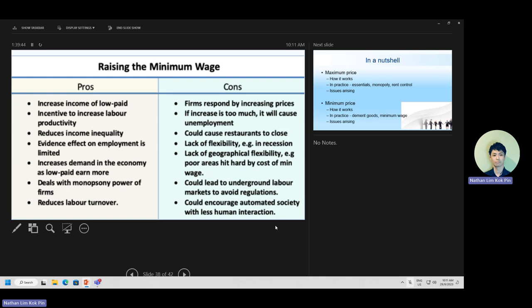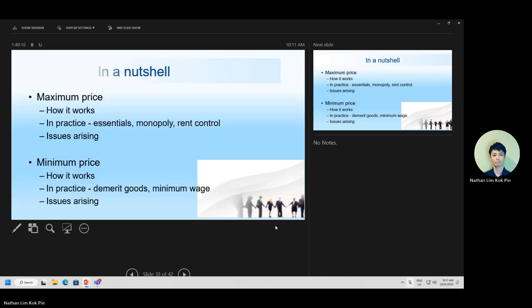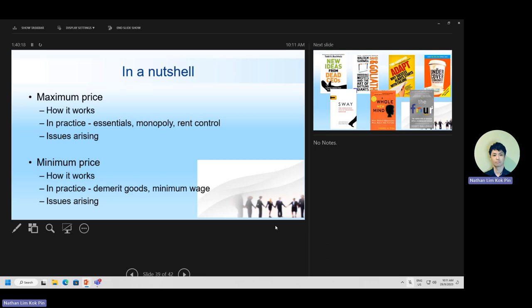Okay? It could encourage an automated society with less human interaction. This is not necessarily a bad thing, unless most of the workers are illiterate, you know, they don't even have SPM, then they have a problem. Other than that, we push the people to higher productivity. Make sure that they get a degree at least, okay? So basically, these are the pros and cons of minimum wage. Right, okay. Any questions?